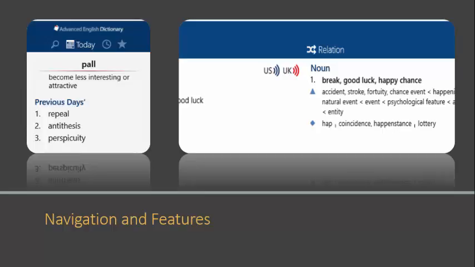Some additional features of the Advanced English Dictionary app are a Word of the Day section if you like to build your vocabulary. This clock icon here also reveals your word search history, which we'll view in more detail on the next slide. The star icon represents a favorites list you can populate with words you'd like to save. Additionally, as you can see in the image on the right of the slide, many entries also include a relation section. This section shows terms that are related to the initial entry. Additionally, some entries include pictures as well.